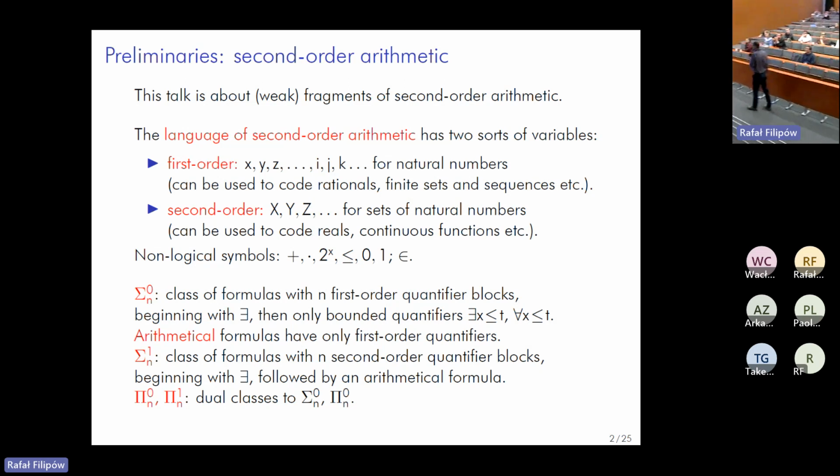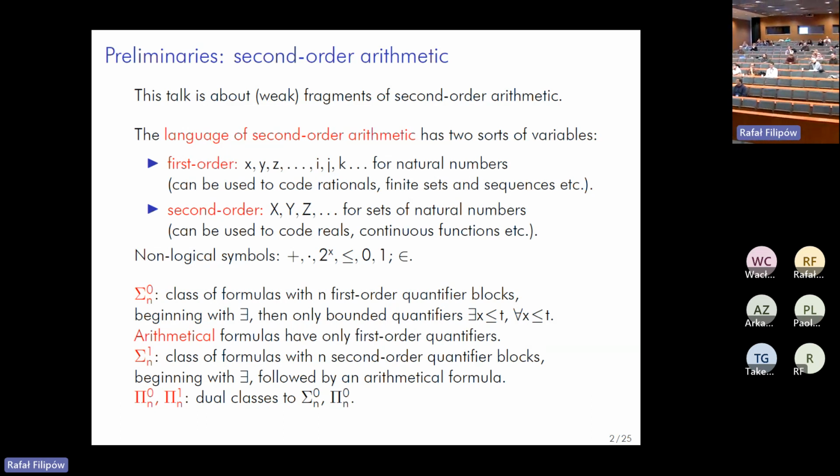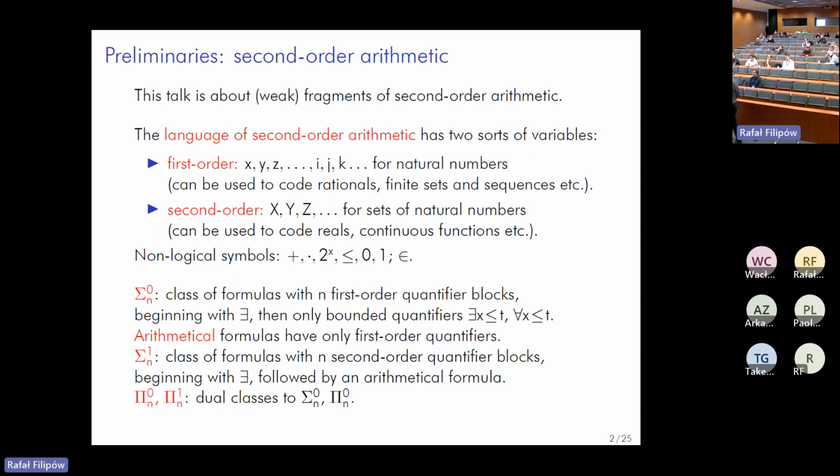This language supports the pretty standard quantifier alternation hierarchies, I guess. If you have a formula with no second order quantifiers, that's called arithmetical. And if you count the quantifier blocks and ignore first order bounded quantifiers, and it's n quantifier blocks starting with existential, that's Σ^0_n. The dual class is Π^0_n. And if you're counting only blocks of second order quantifiers and you're starting with existential and you're ignoring the first order quantifiers, that's the Σ^1_n and Π^1_n hierarchy. I'm assuming that this is familiar to pretty much everybody here.